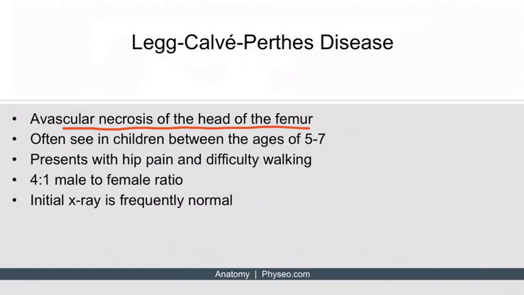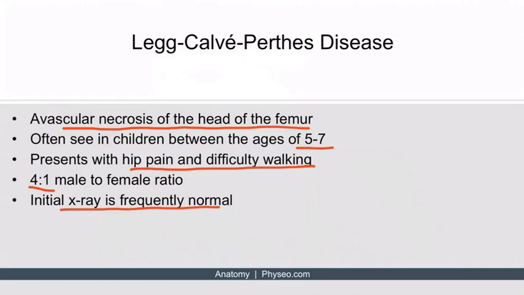It's often seen in children between the ages of 5 and 7 and presents with hip pain and difficulty walking. Males are much more commonly affected, with a male to female ratio of 4 to 1. Something that's kind of unique to the condition is that the initial X-ray is frequently normal.